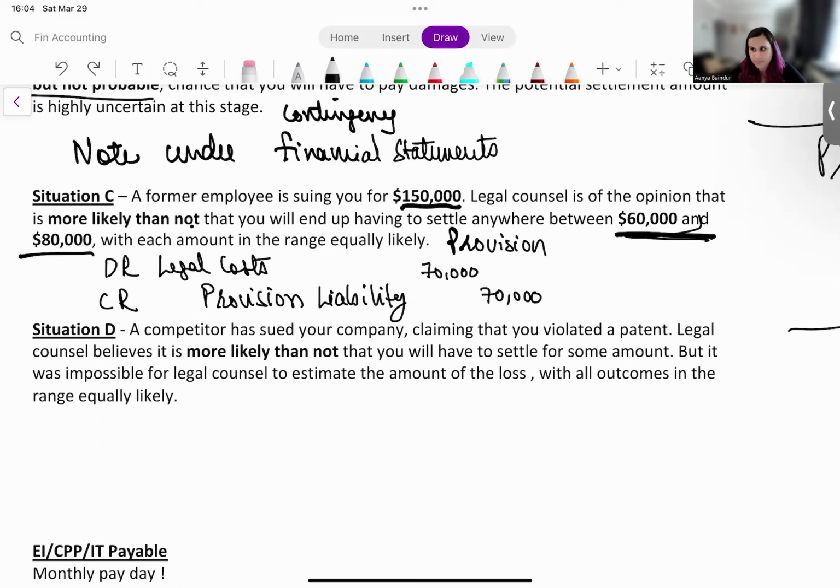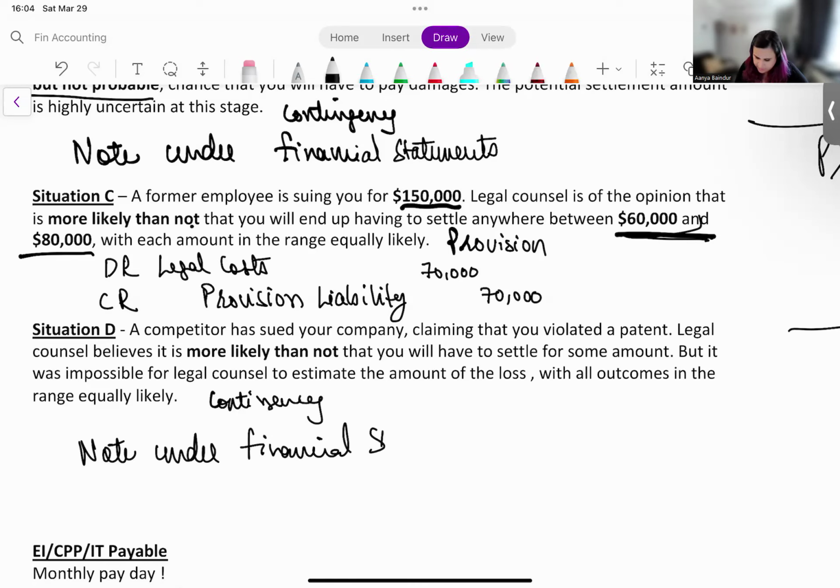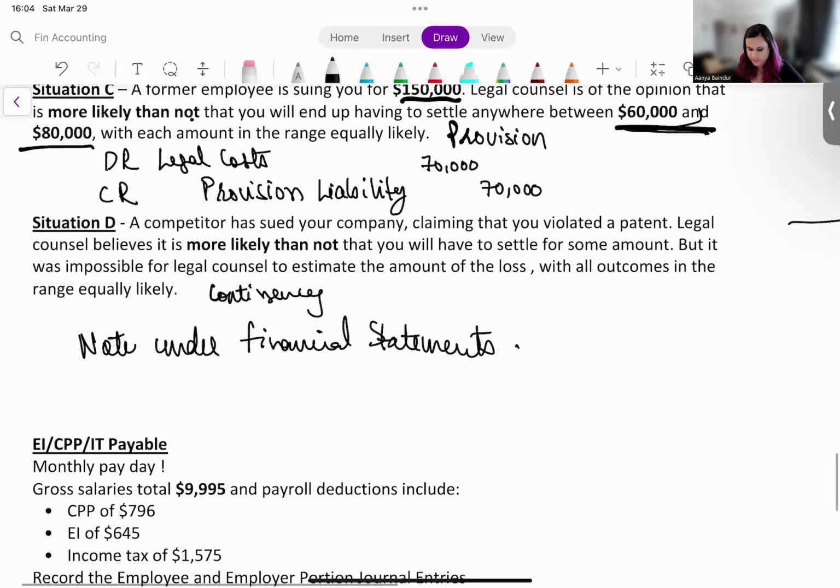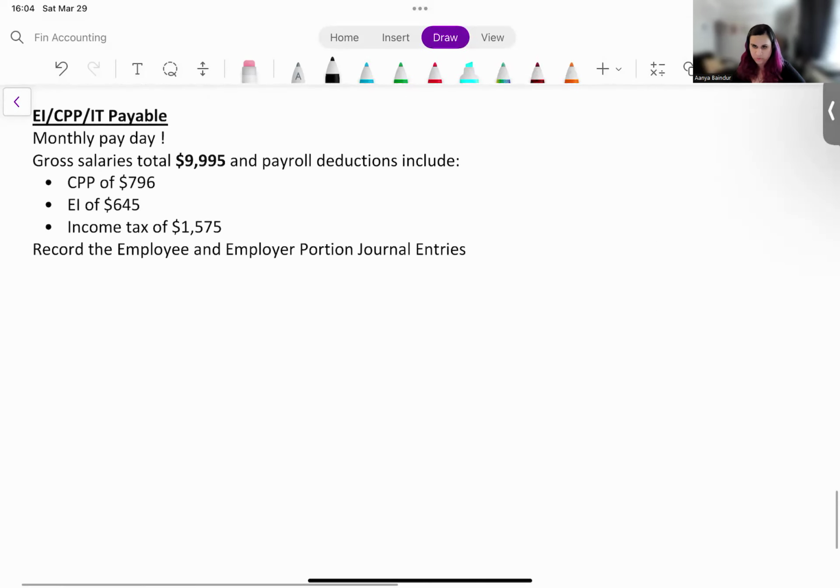But do we have an estimate of the amount? No. So we can't set down a provision because you can't set down a journal entry for just any amount. So since you don't have any idea of what the amount you'll be paying out is, this ends up being a contingency. And we just need a note under financial statement. So that's provision versus contingency. Let's go down to employment insurance versus CPP and income tax payable.